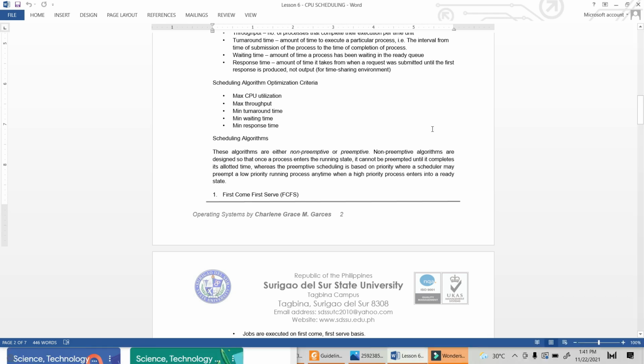So to continue, these two categories, namely the preemptive and the non-preemptive. Basically the difference between the two is that in preemptive scheduling the process can be preempted, meaning the processes can be scheduled, whereas in non-preemptive scheduling, the process cannot be preempted. So these are the two differences between these algorithms.